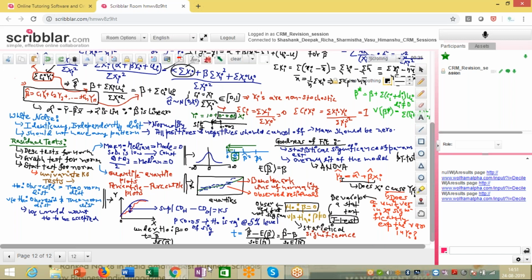Okay, fine. So T is beta hat divided by standard error of beta hat. So now the next thing. Think about this T statistic. How can we interpret this? The way we can interpret this is as follows.